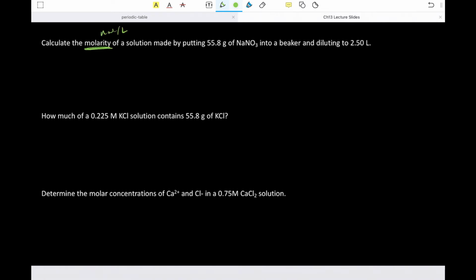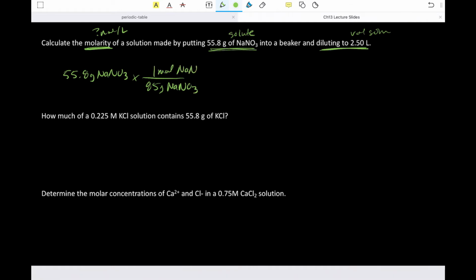Are made by putting this many grams of my solute into a beaker and diluting it to this. So this is the volume of my solution, because it says that's the final volume I reach. So if I want to get moles per liter, I'm going to take my 55.8 grams of sodium nitrate, and I've got to get that into moles using molar mass, so 85 grams of NaNO3 for every 1 mole of NaNO3.